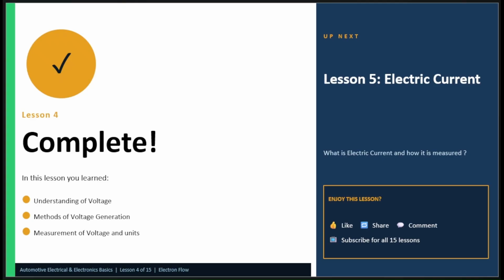In this lesson, we have completed what is voltage, what are the various methods of voltage generation, how to measure the voltage, and what are the various units we are using for measuring the voltage. In the upcoming lesson, we will be learning about electric current. What is electric current? How is it measured? What are all the things you have to keep in your mind while measuring the electric current?